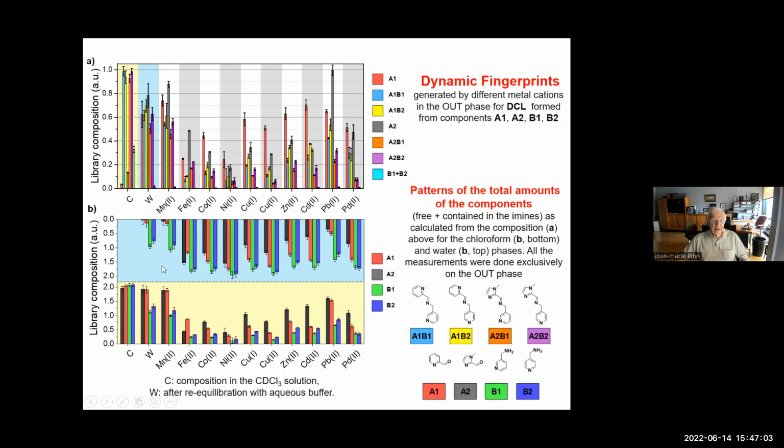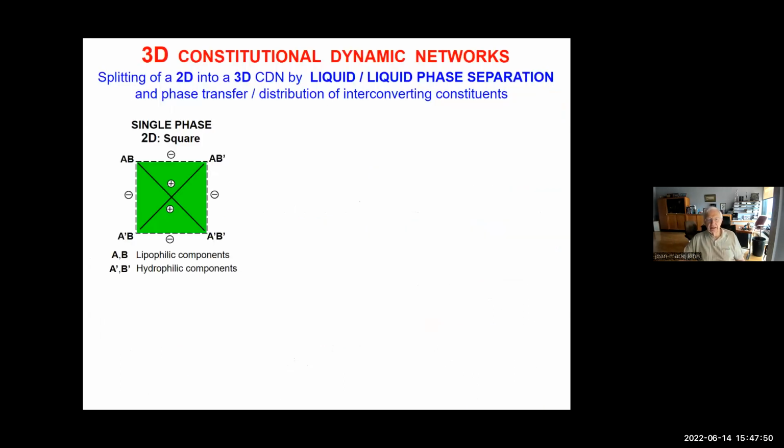But then, when you add different metal ions, manganese, iron, cobalt, nickel, copper 1, copper 2, zinc 2, cadmium 2, lead, and palladium, to the top water phase, you get a distribution, a fingerprint in the bottom phase, which is characteristic to what you have added on the top. So the distribution indicates the distribution in the bottom phase, where the metal ion cannot go because it's chloroform. Nevertheless, that distribution indicates what has been added in the top. And this is then represented in the following way.